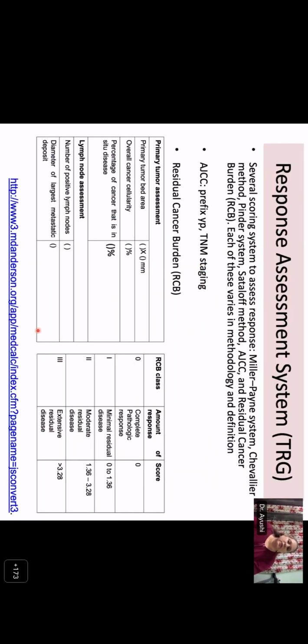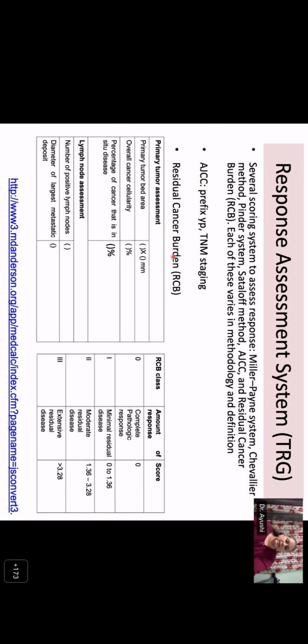So for the assessment of the response, or the tumor regression grading, there are multiple scoring systems available which have shown correlation with the final assessment and prognosis. However, the most commonly used ones are the AJCC system or the residual cancer burden system. The AJCC system is the same as what we use in the TNM staging, except we add a prefix Y, and the T and M criteria remain the same as in the upfront setting.